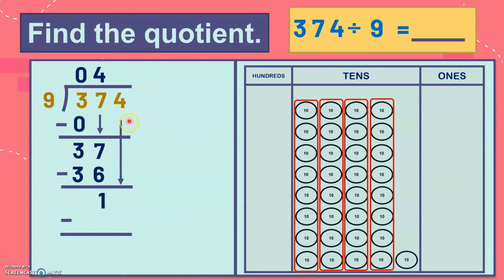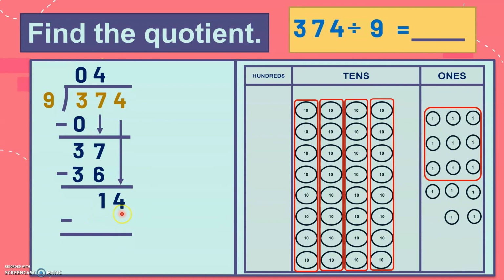So, we'll bring down 4. So, we have now 14 ones. Okay? Then, 14 divided by 9. So, we have only one group of 9. So, 1 times 9 is equal to 9. And 14 minus 9 is equal to 5. So, the answer is 41 remainder 5.